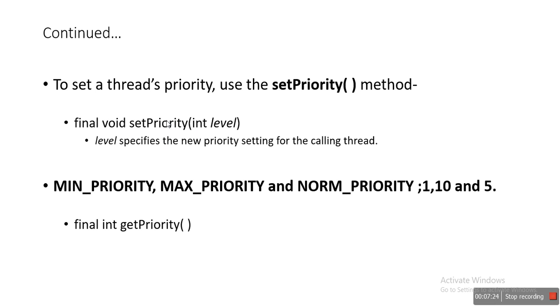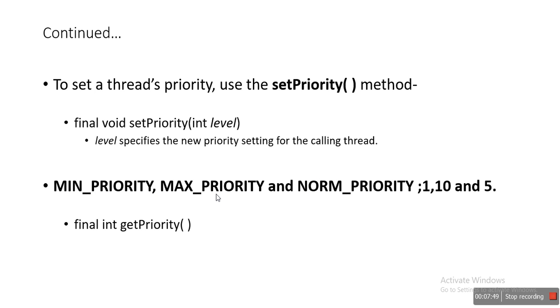The level specifies the new priority setting for the calling thread, meaning an integer type. So int level means there are three levels: the minimum priority, MIN_PRIORITY, MAX_PRIORITY, and NORM_PRIORITY. These three are numeric constants.